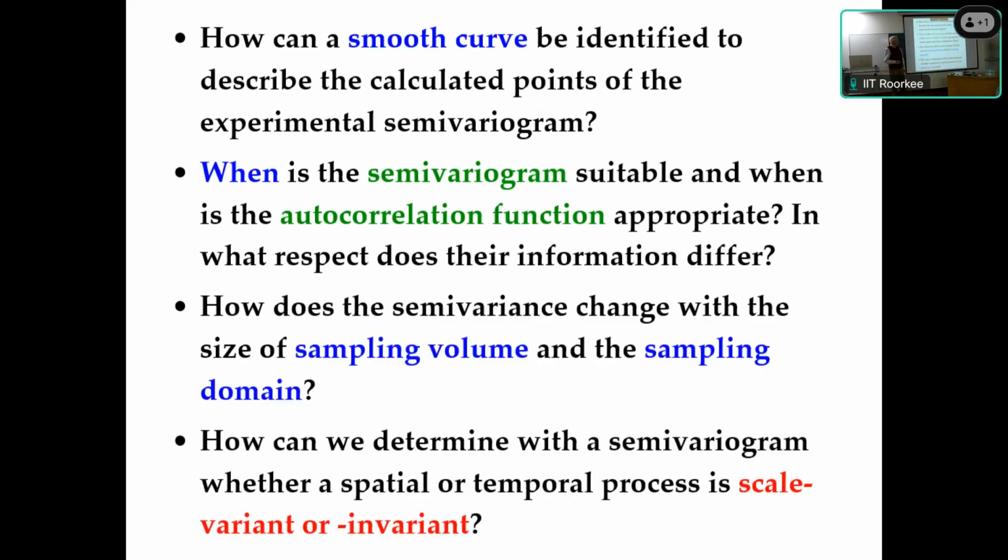How does the semi-variance change with the size of sampling volume and the sampling domain? So scale triplet again. How can we determine with a semi-variogram whether a spatial or temporal process is scale variant or invariant?